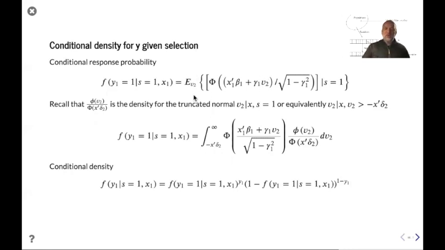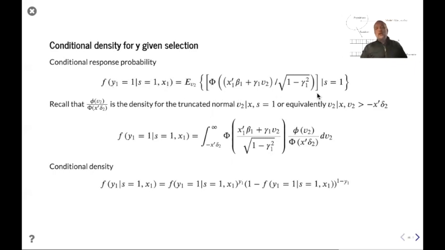And then we're going to take the expectation with respect to v2 afterwards to integrate it out, so that we get a density that is expressed in terms of observables. You observe the indicator for selection, and we observe x and we observe y when we have selection.